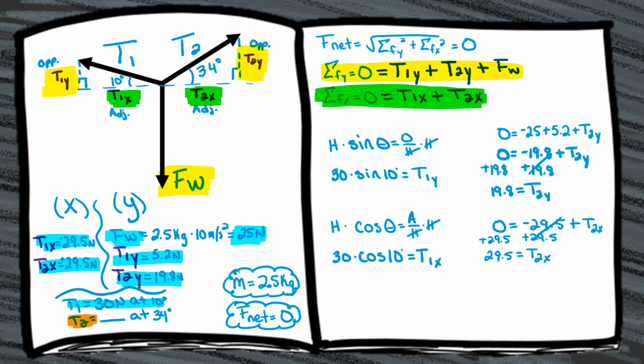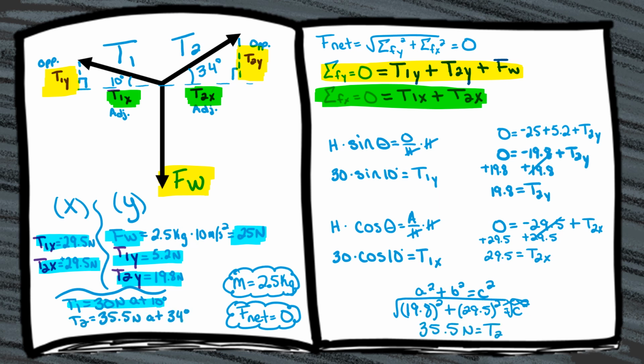So just for review purposes, let's use the Pythagorean theorem to solve for tension number 2, which is the resultant force of these two components. You got it, Alex. Now we just need to solve using these known variables, which results in 35.5 newtons.